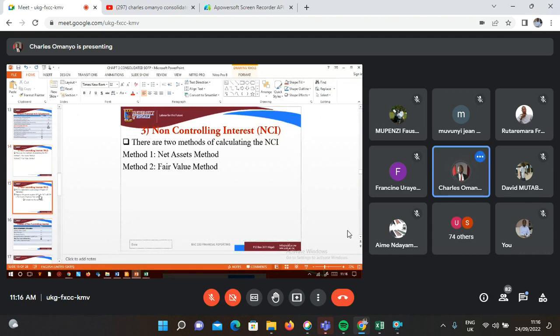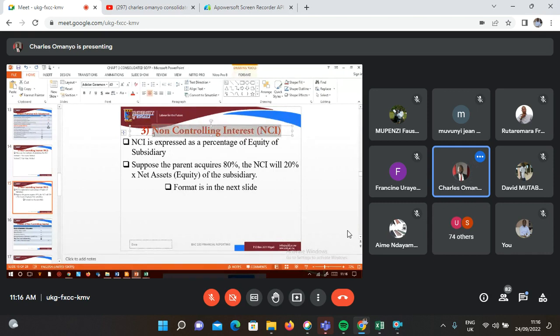So let's start with method 1, the net assets method of NCI. In this case, net assets is expressed as a percentage of equity of the subsidiary. Suppose the parent acquires maybe 80%, the NCI will be 20% times the net assets of the subsidiary.